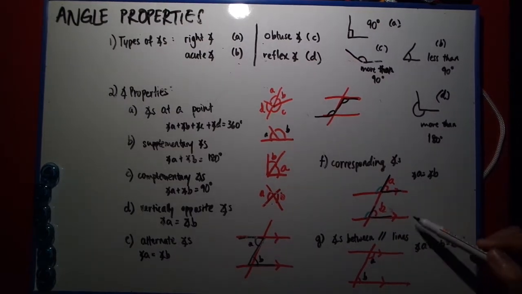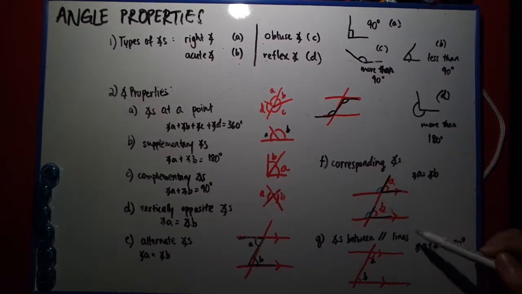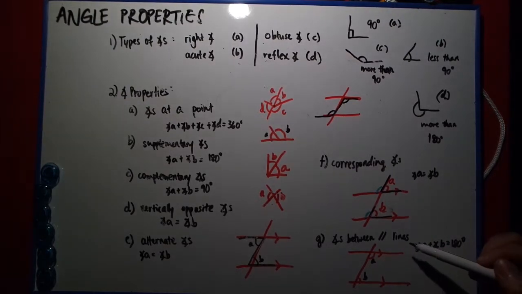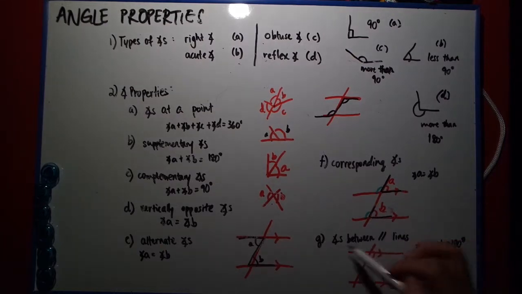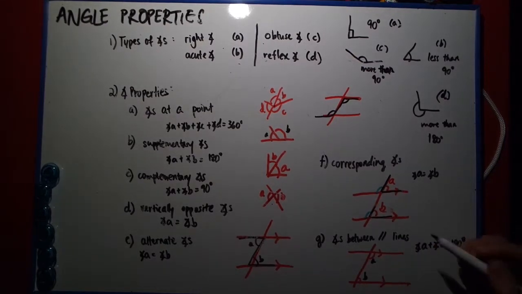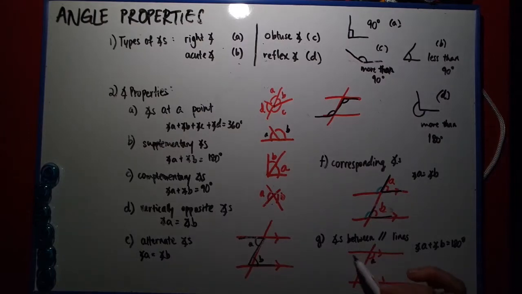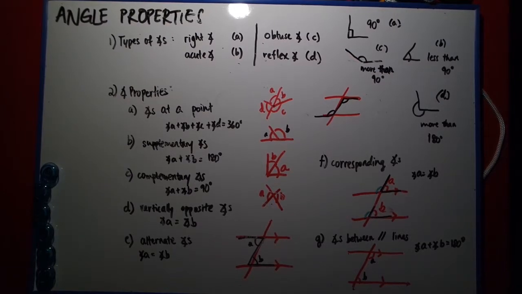So now we come to the last one. Now this is how I call it, angles between parallel lines. I'm not sure what's the formal name, but I think this sentence is quite intuitive for me. So it just means I have a pair of parallel lines here, again, and a straight line intersecting these two parallel lines. And I have two angles between these parallel lines. Can you see? A and B. And the angles between parallel lines will add up to 180 degrees.